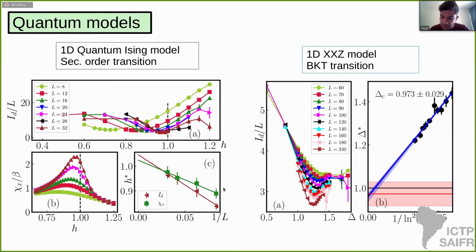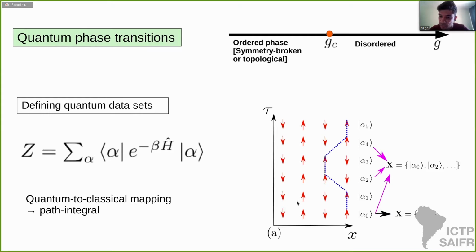The basic idea is that if you have a 1D system, when I do this mapping, I have an extra dimension. It's called the imaginary time dimension. So then I have these time slices. The data set, in this case, is composed of certain slices of, let's say, the path integral configuration. I won't enter into the details, but just to mention that if I use data sets defined in this way, we have similar results to the classical case.